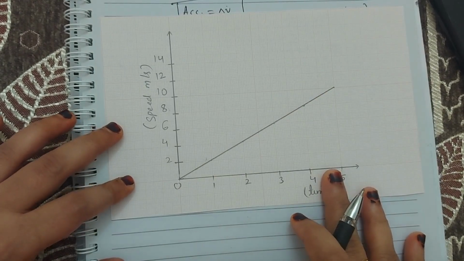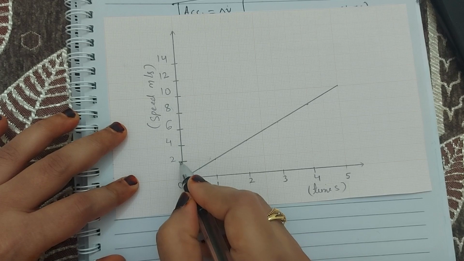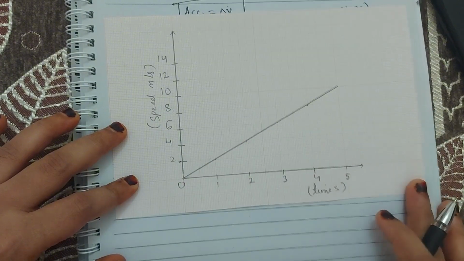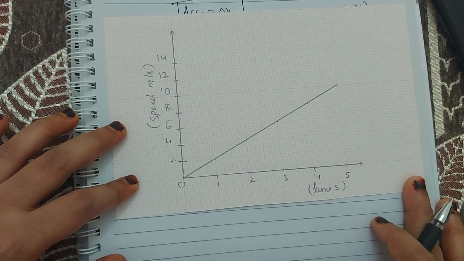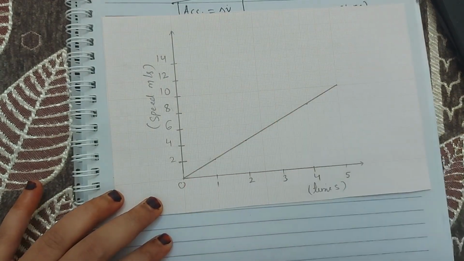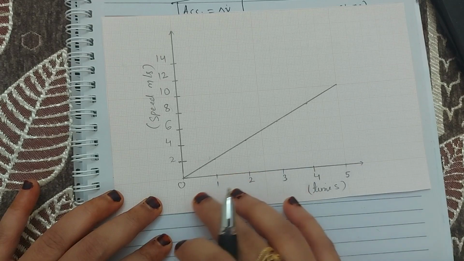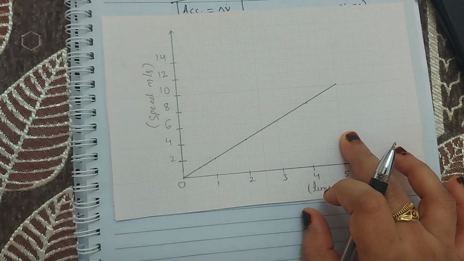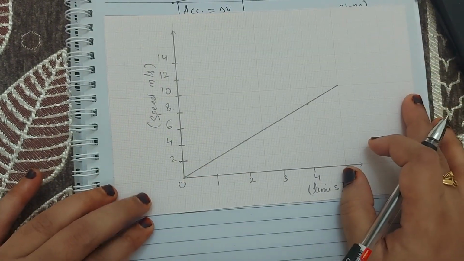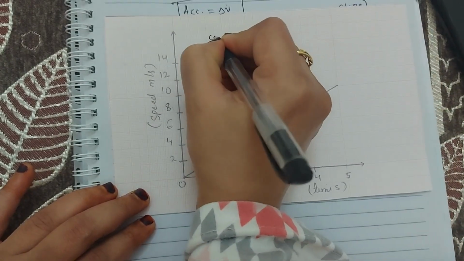Now see this graph. As you can see, this graph is a straight line. For 1 second speed is 2 meter per second, for 2 seconds speed is 4 meter per second, for 3 seconds speed is 6 meter per second. So you can say that the acceleration is constant as the change in the speed is constant. For every 1 second there is a change of 2 meter per second. So your acceleration will also be constant throughout this graph. You can take any 2 points and you will get constant acceleration.